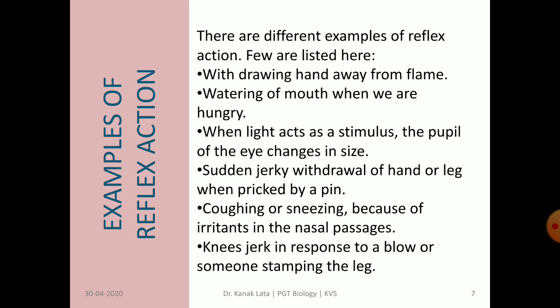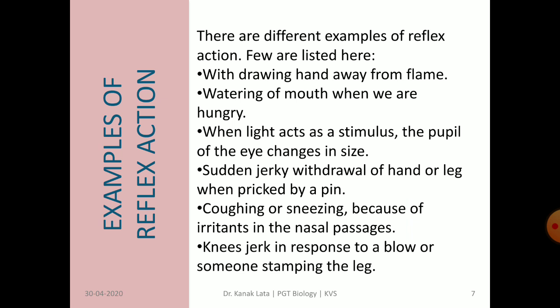Today's last topic of this online session is examples of reflex action. There are countless examples of reflex action. A few are listed here. So, let us see one by one. First is withdrawing the hand away from a flame. Second one is watering of the mouth when we are hungry. Next is change in the size of the pupil of the eye in dim light and bright light automatically.